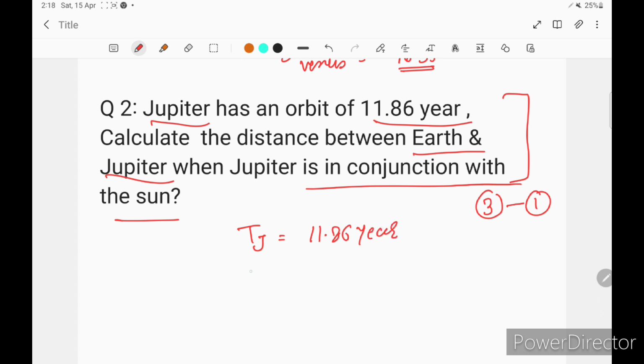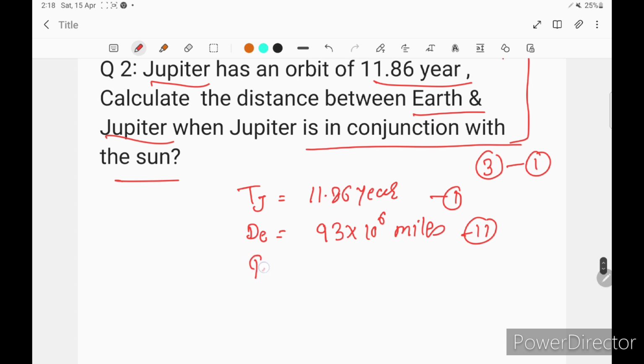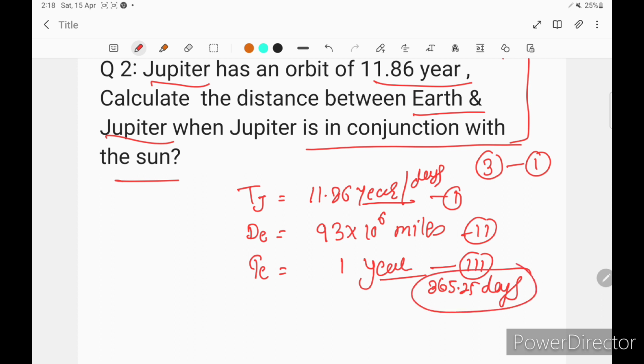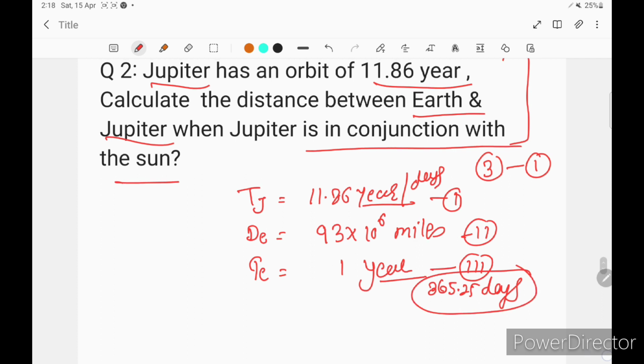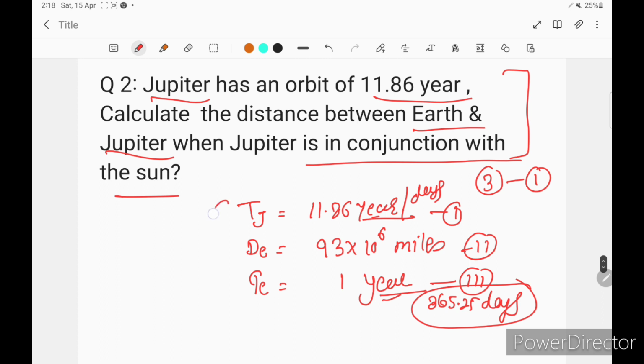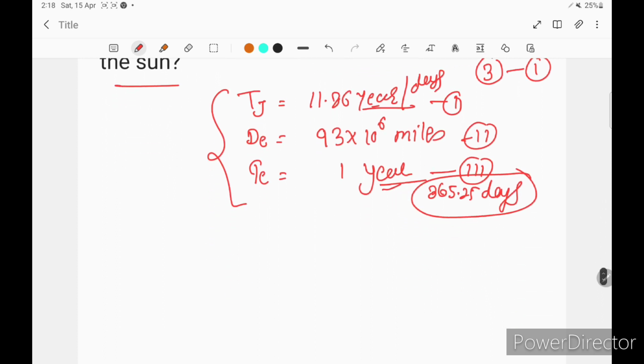We know that DE, the distance of Earth, is equal to 93 into 10 raised to 6. The second thing we know is that TE is equal to 1 year. Since it is given in years, we also take years. If it was given in days, we would take 365.25 days. Since it is given in years, we have to take years. So we know all these things, and we can find the remaining one.